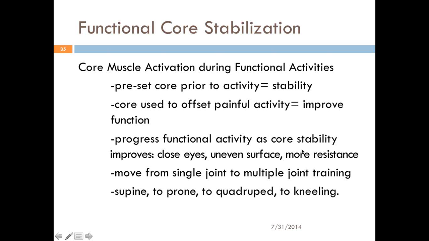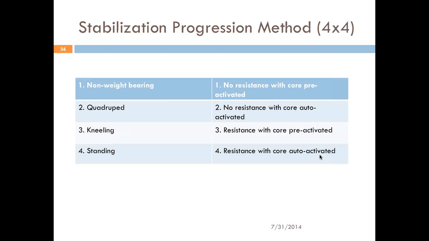So you start non-weight bearing, have them do some exercises there, then we go to quadruped, four points, then we go to kneeling. In kneeling, they're just taking the weight of their upper body up to their knees, and then once they're standing, now they have their full body weight. Anyone have a question on this method, the stabilization progression? Does that make sense?